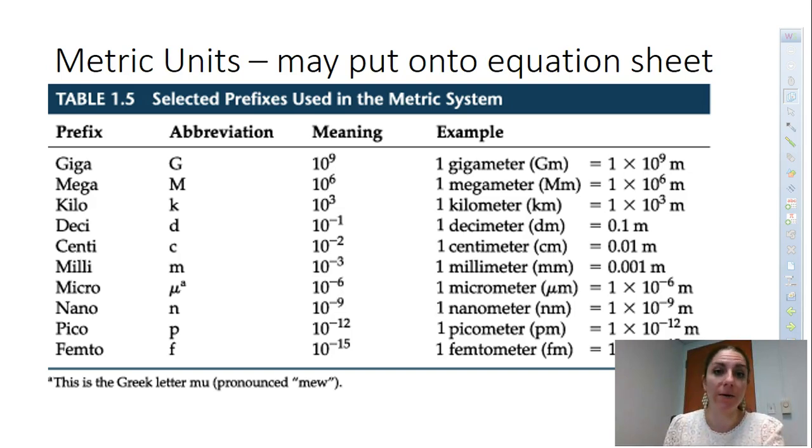In case you forgot your metric units, here they are. You may put this on your equation sheet. Remember, I don't mind if you have these kind of things on there.